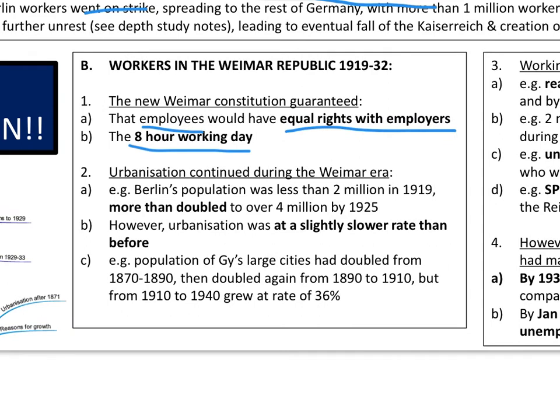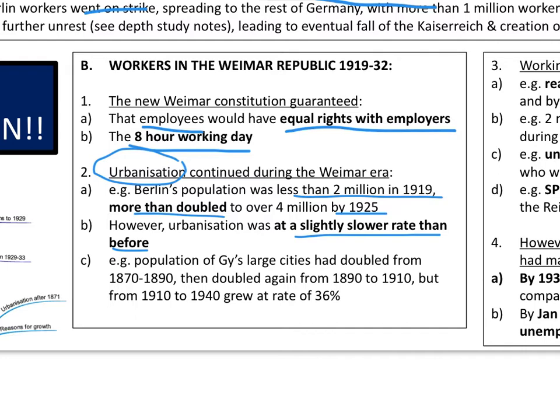of the big cities continued. Urbanization, that's the key word. It continued during the Weimar era. So for example, Berlin's population was less than 2 million in 1919. By 1925, it had more than doubled. It sounds like a huge expansion, but it was actually at a slightly slower rate than before. So there still is expansion, but it's slightly decelerated.